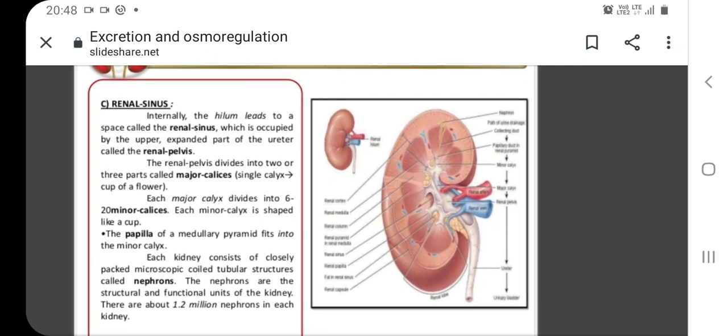Third region, the renal sinus. Internally, the hilum leads to a space called renal sinus, which is occupied by the upper expanded part of the ureter called renal pelvis. The renal pelvis divides into two or three parts called major calyxes, as I have already told you, and each major calyx divides into 6 to 20 minor calyxes.